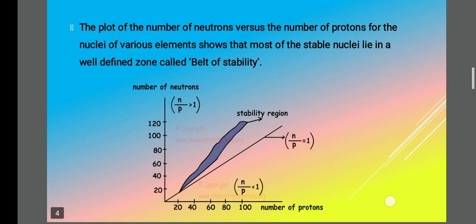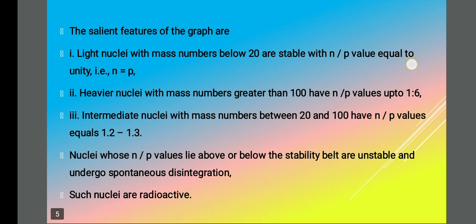The first one is light nuclei with mass number below 20 are stable, that is the N by P value will be equal to 1. That is, the number of protons will be equal to the number of neutrons. I'll repeat. Light nuclei with mass number less than 20 are highly stable because the N by P value is 1, or the number of protons is equal to the number of neutrons.